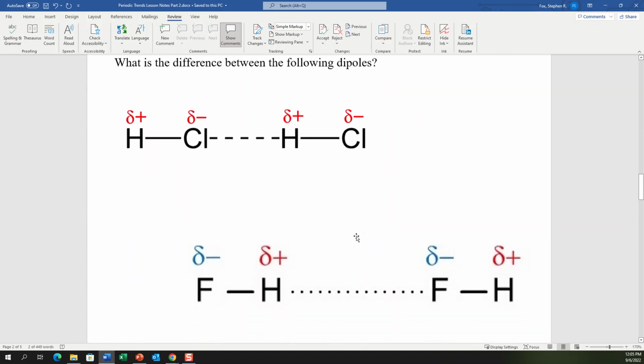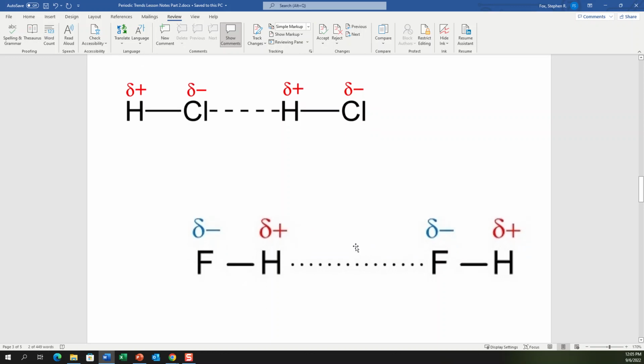All right. So here, I have a dipole-dipole interaction illustrated in an HCl molecule. And here I have a dipole-dipole interaction in an HF molecule. What's the difference? Well, that's when it comes to all the trends that we need to know. I have to know that this dipole-dipole interaction is stronger than that dipole-dipole interaction. How do I know? They both are illustrated the exact same way on my piece of paper.